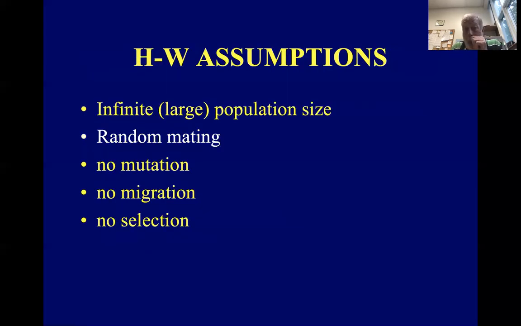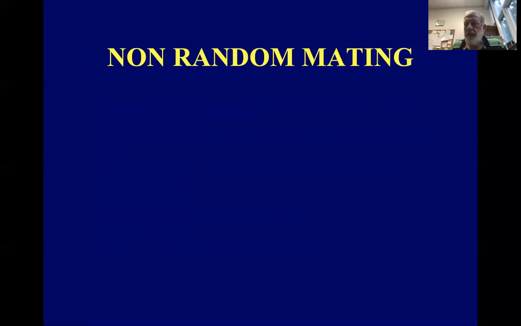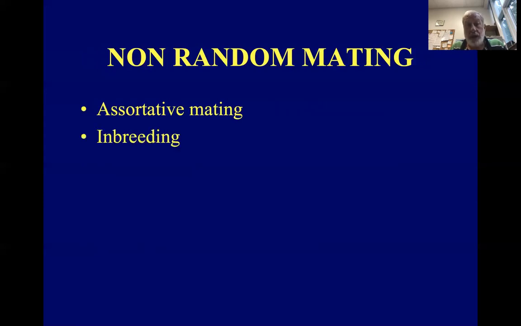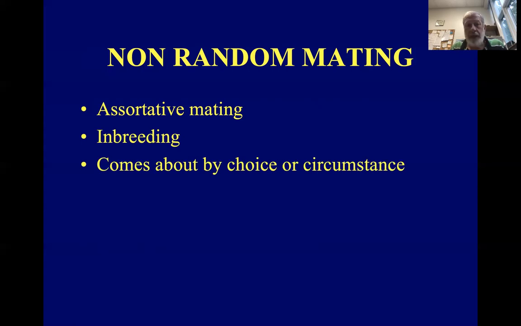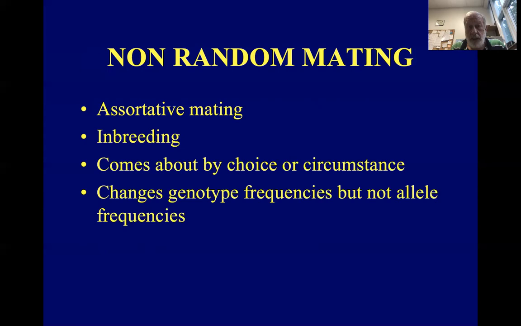So moving on now to random mating. So why do we have to assume random mating? Because of what non-random mating does. And we'll discuss 2 types, assortative mating and inbreeding. We'll discuss them in that order. And non-random mating can come about by choice or by circumstance. It changes genotype frequencies, but it doesn't directly change allele frequencies, so non-random mating is not considered an evolutionary mechanism.